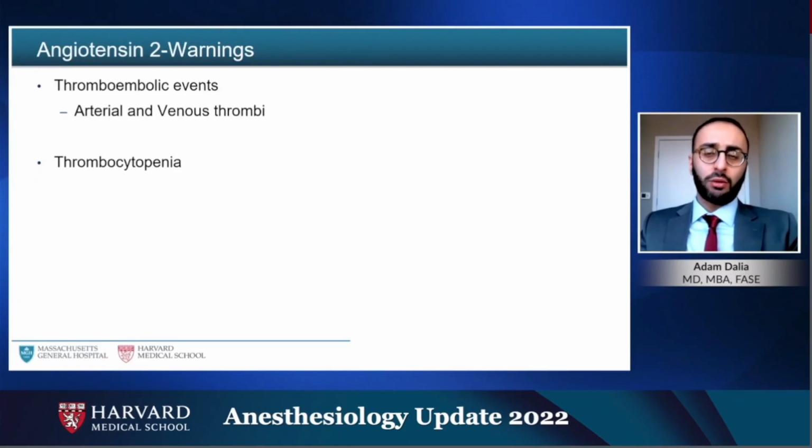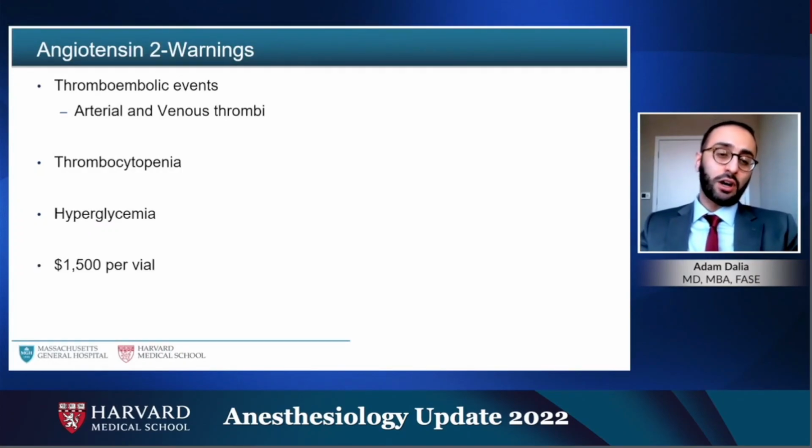You can also have thrombocytopenia, hyperglycemia. And then one of the biggest drawbacks of angiotensin II currently is the cost. So it's $1,500 per vial. It is still name brand with the Giapreza. And so this is a relatively expensive therapeutic option.